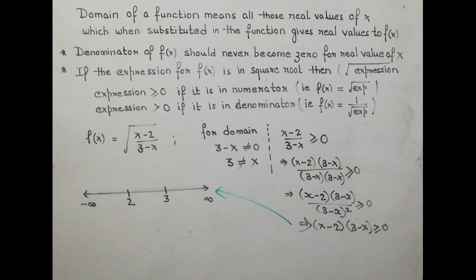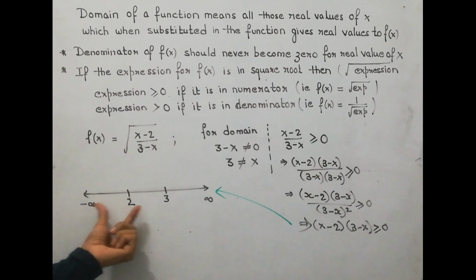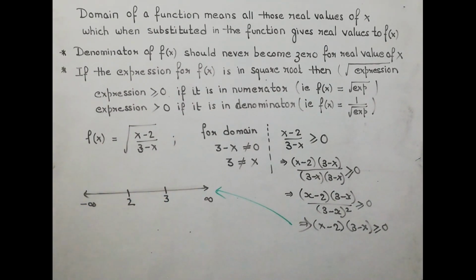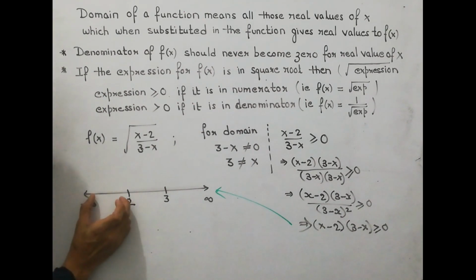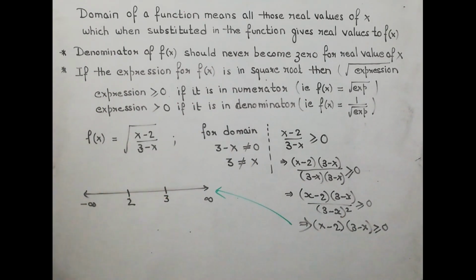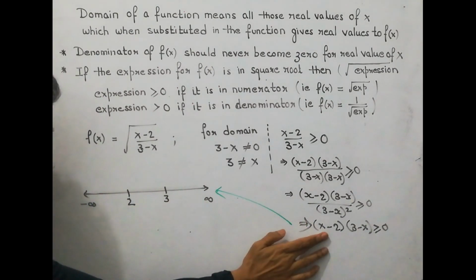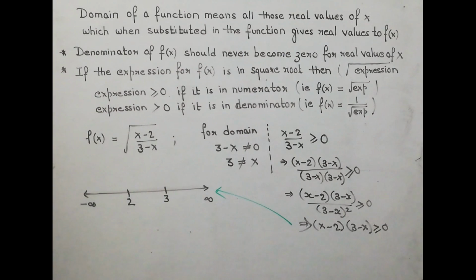Now we say that we have created 3 sub intervals here: 1, 2 and 3. Now we want to know what sign will occur for each part. Have you done this? See how you will do it. To get the sign, for values ranging from minus infinity to 2, will these values make this expression positive or negative, that we have to get.